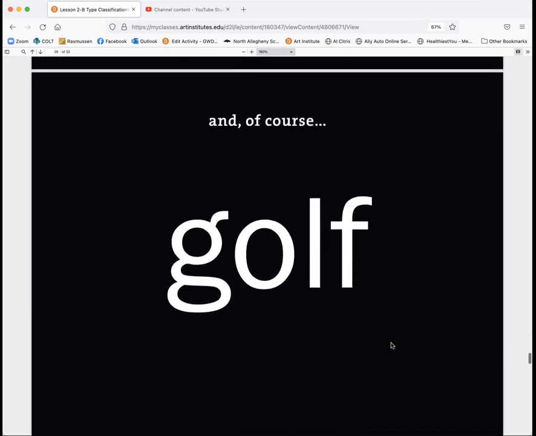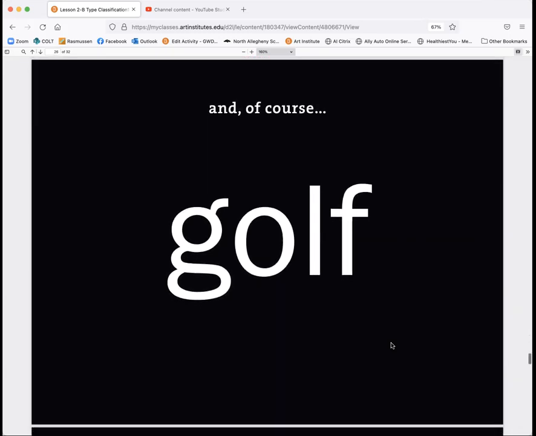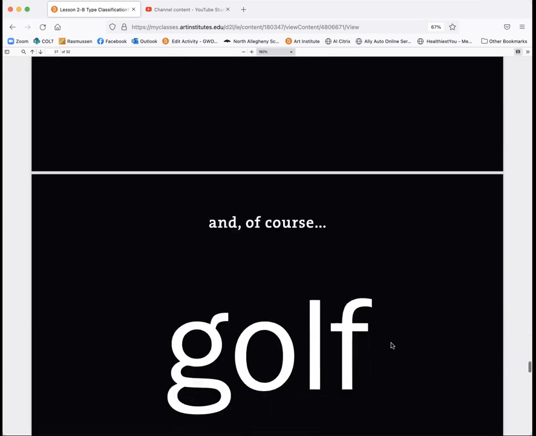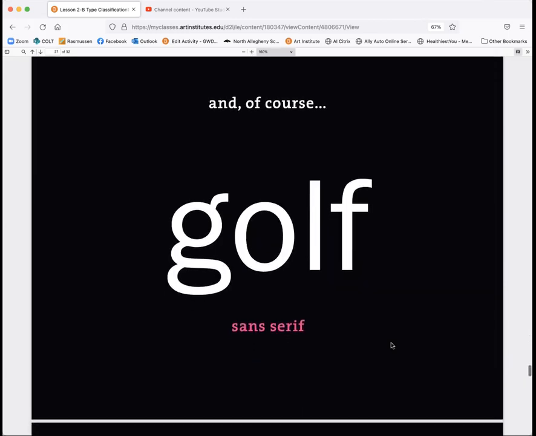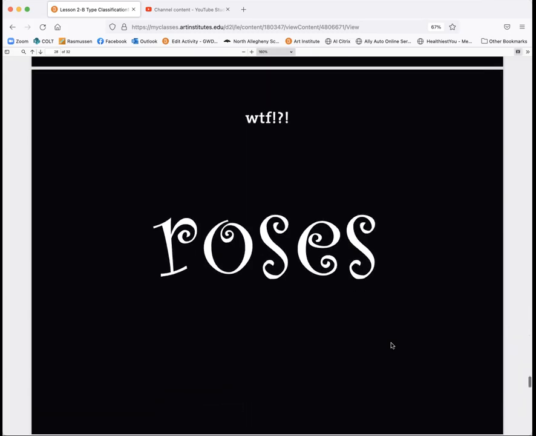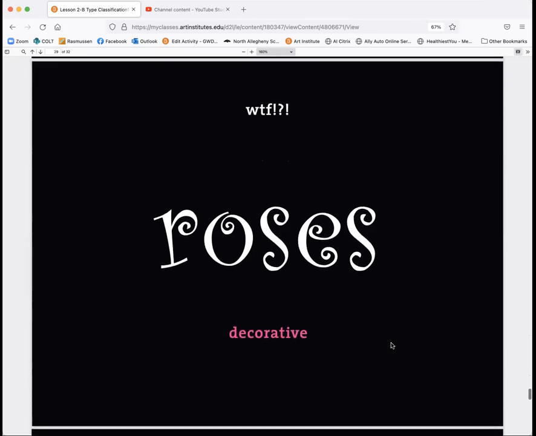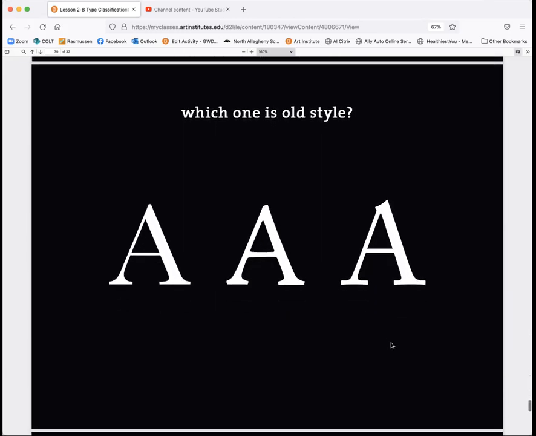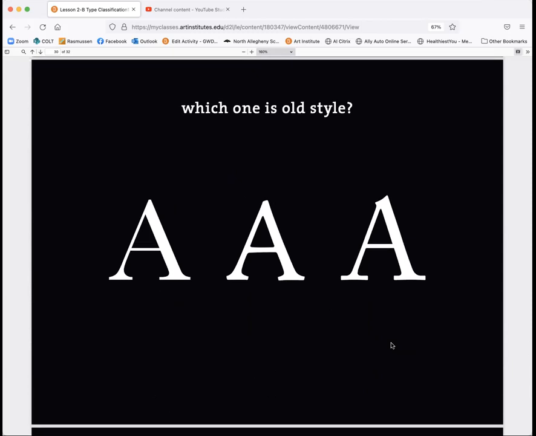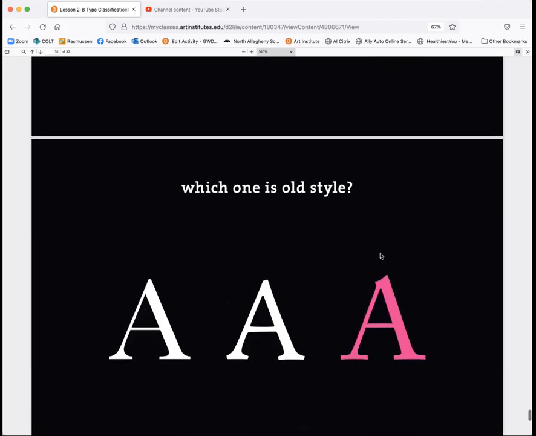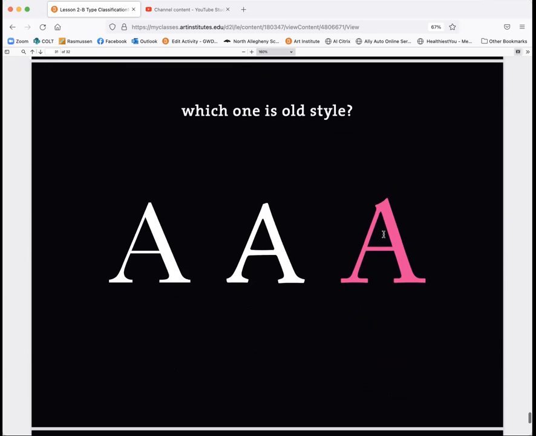And of course, what do you think this is? This is going to be an easy one. Does it have serifs? No. So it's going to be sans serif, without serifs. And what the heck is this? Oh, it's decorative. We talked about that. Lastly, which one is old style, you think? First, second, third. Take a look at the tops and the serifs as well. It's pretty much the same, with a little difference on the bottom, but look at that top part on the upper right-hand corner. This third one is the old style. You can see a little curve on the top there.